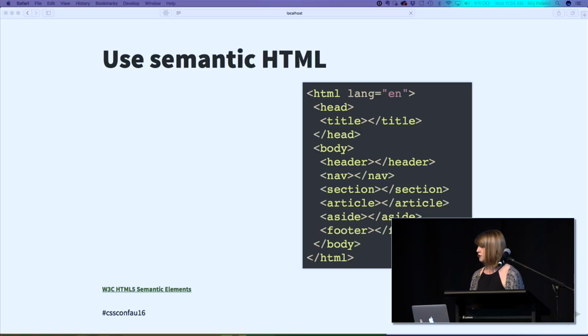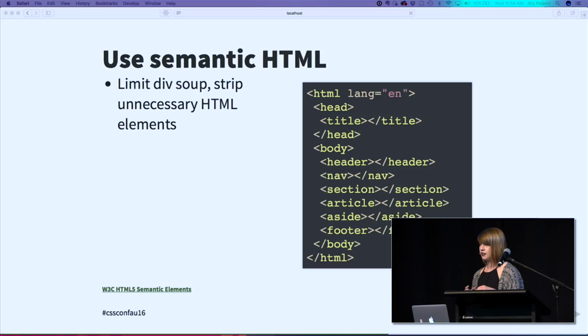Then use semantic HTML. Luckily for us, HTML is semantic by default. You kind of have to go out of your way to mess it up. Try not to nest elements unnecessarily, like a div inside a div inside a div inside a div. Sometimes it's necessary, but it makes it a little more difficult for assistive tech to parse the information.